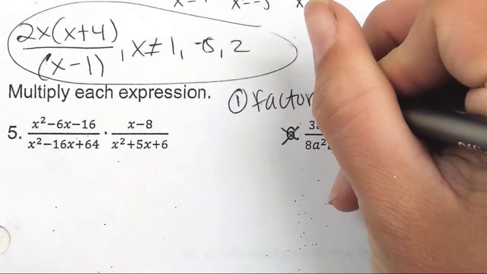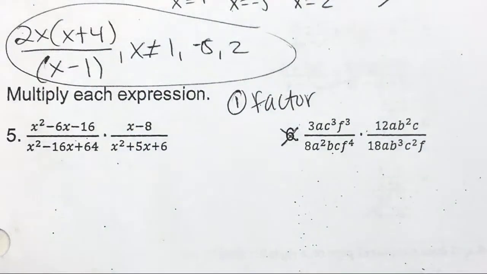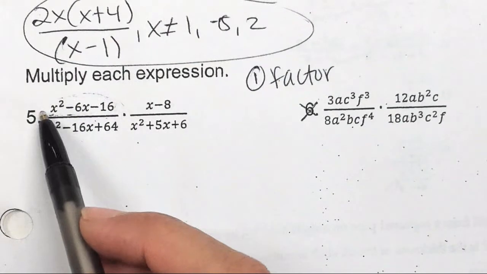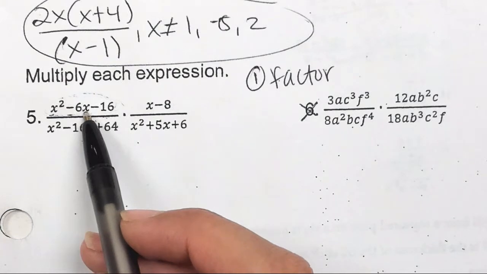When we multiply expressions, factor completely. So let's go ahead and take care of that. So for this quadratic, what two numbers can multiply to get negative 16, add together to get negative 6?